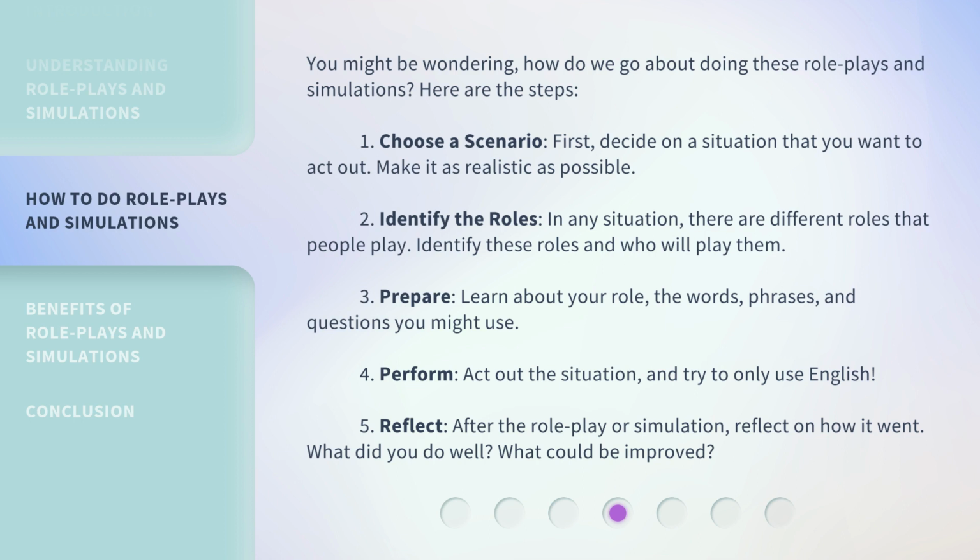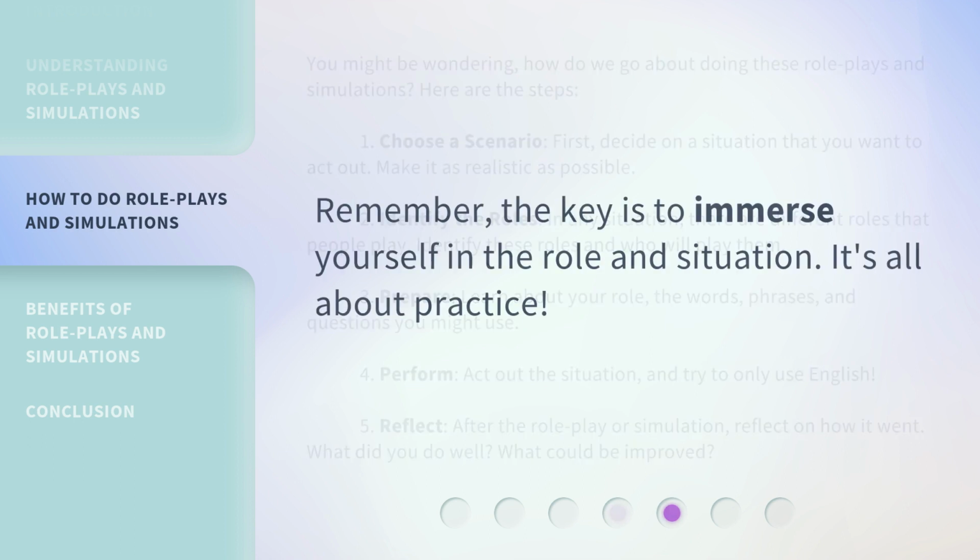3. Prepare. Learn about your role, the words, phrases, and questions you might use. 4. Perform. Act out the situation, and try to only use English. 5. Reflect. After the role play or simulation, reflect on how it went. What did you do well? What could be improved? Remember, the key is to immerse yourself in the role and situation. It's all about practice.